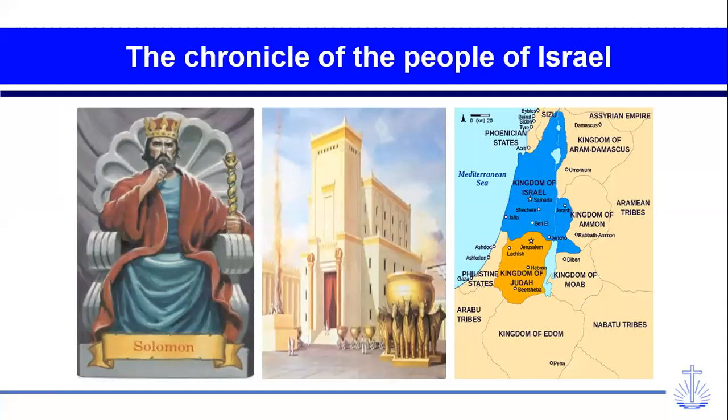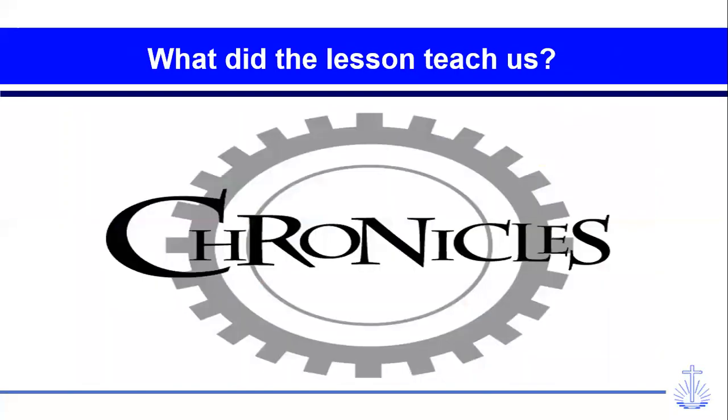Solomon, the son of King David and Bathsheba, became king of Israel. King Solomon built the first temple in Israel. Solomon died, and the kingdom of Israel was divided into 2 parts. The northern kingdom kept the name Israel with the capital of Samaria, and the southern kingdom was named Judah with the capital city as Jerusalem.